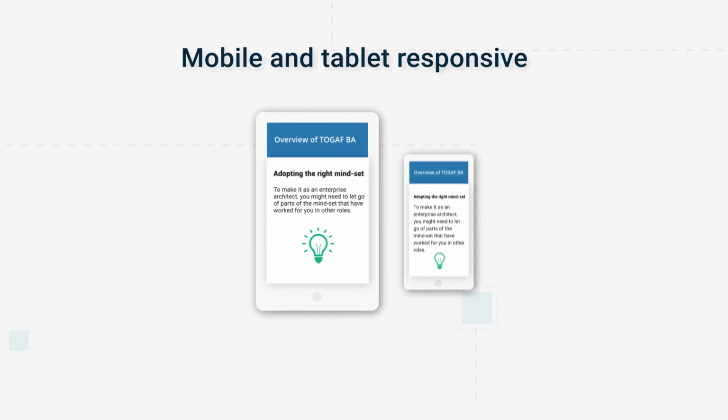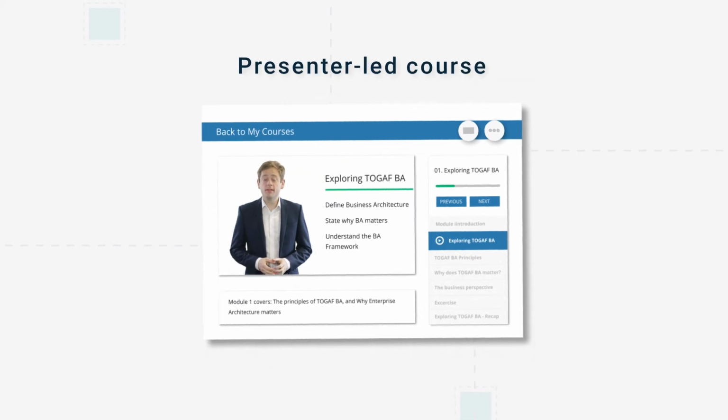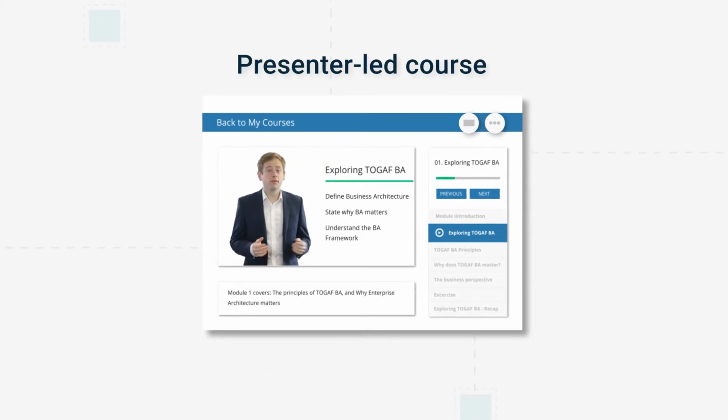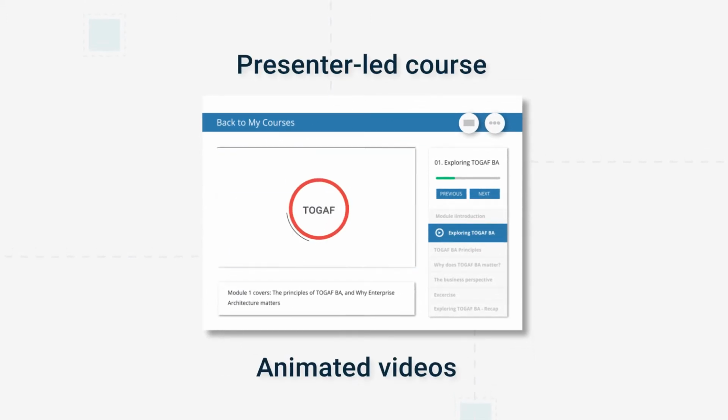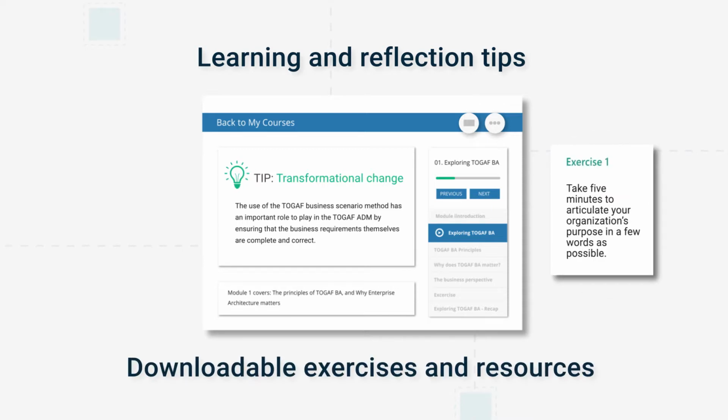Our courses are not only mobile and tablet responsive, but they can also work offline via a mobile app, which means you can study on the go wherever you are. An instructor will guide you through the course and provide expert narration, and animated videos help to break down key topics. Learning tips are included to help you to remember key points that will appear on exams, and we also provide downloadable exercises throughout the course.